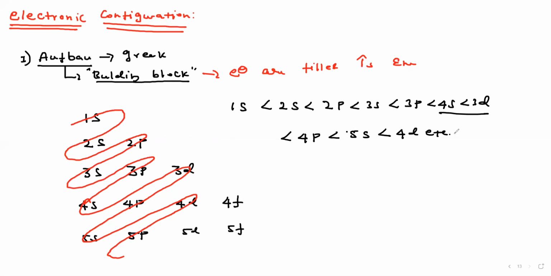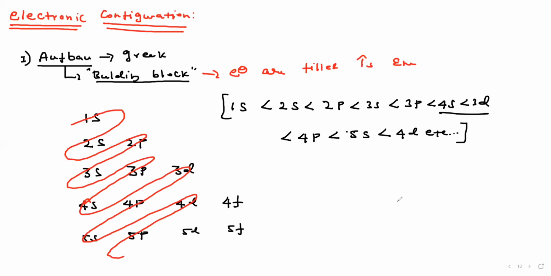Using this Aufbau principle, we can write the electronic configuration. In the exam, they will ask about four energy levels. For example, they give 5s, 4f, 3d and 4d, four orbitals, and they ask you to arrange them in increasing energy level. Every time you will not write it this way, right?